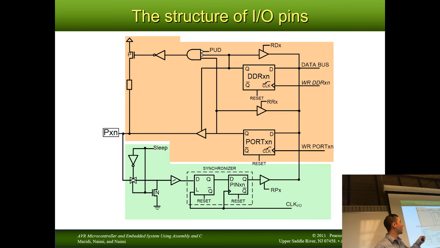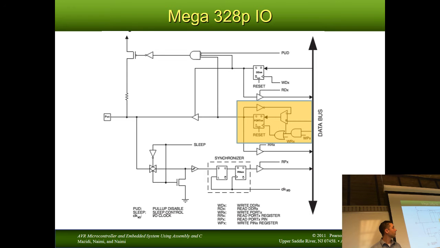This is sort of a generalized diagram for all AVR cores. The 328P has a special piece of hardware. Let's play Spot the Difference, right? In our Highlights magazine, Spot the Difference. There's one. There's the other. But here's the difference, okay?